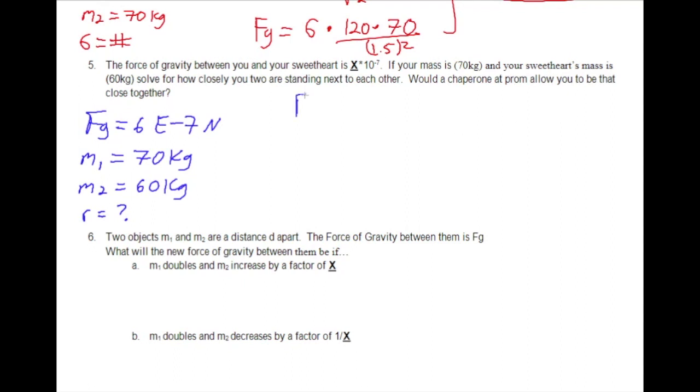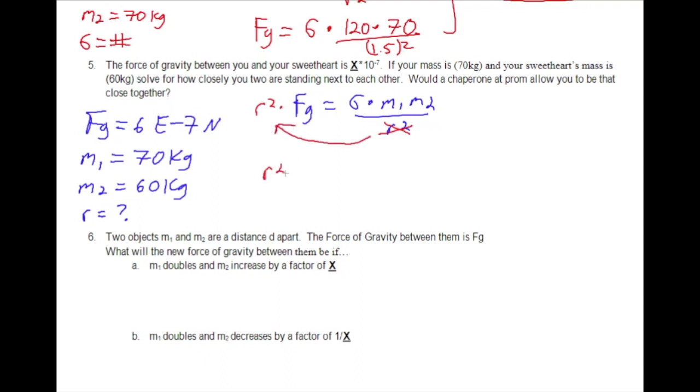So here's our equation, just like before. Fg equals g times m1 times m2 all over r squared. I want to solve for r though, so I'm going to manipulate this equation to do that really quickly. I'm going to go ahead and multiply r over. So I have r squared over here. This r is gone, right, because it went over there.